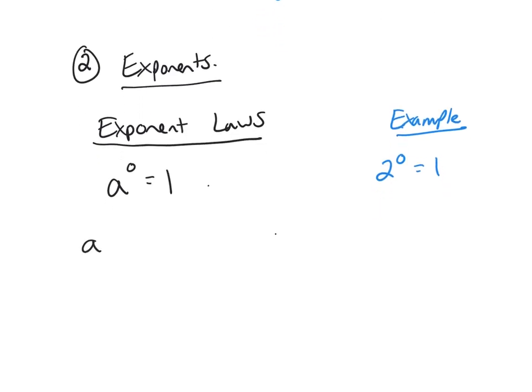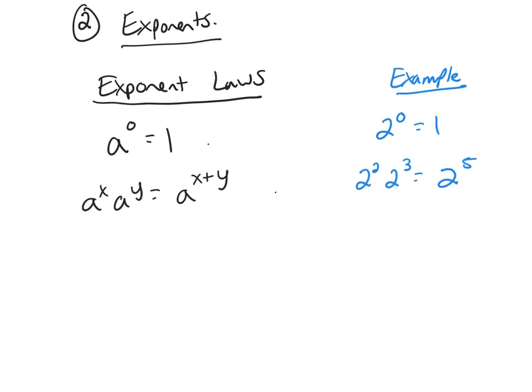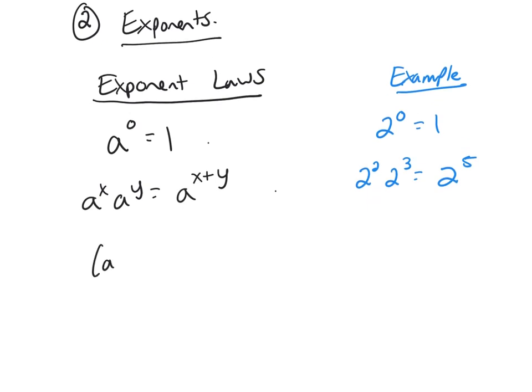When I have a to the x times a to the y, the way we combine those is we add powers. So an example here would be maybe 2 squared and 2 cubed. They would combine to 2 to the 5th. I add the exponents together. When I have a power to a power, a to the x to the y power, you multiply the exponents, a to the xy. So for example, I have 2 cubed to the 4th. This would be the same thing as 2 to the 12th.